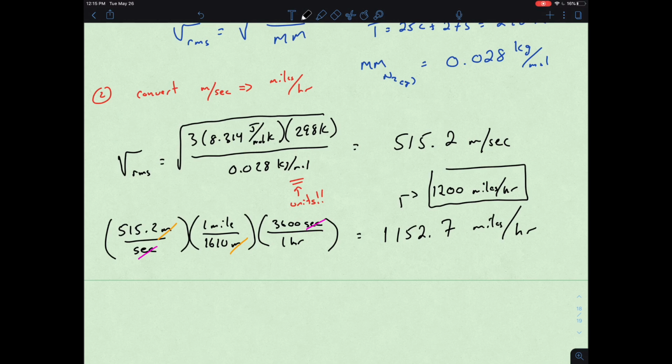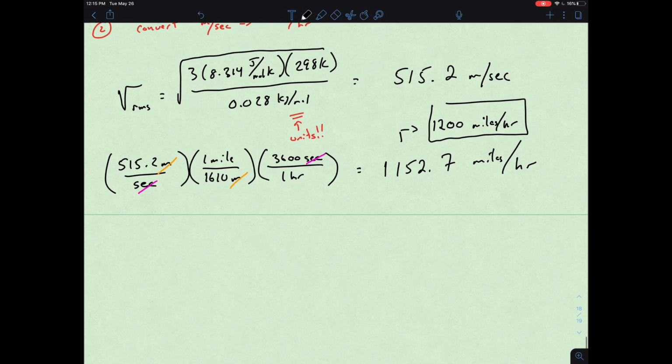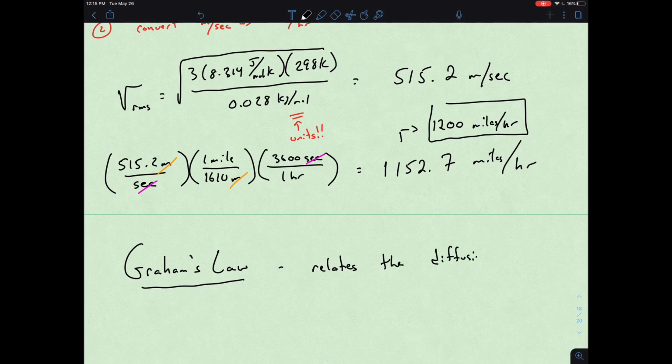So that's the first type of kinetic relationship with this kinetic molecular theory. There's also Graham's law. And Graham's law basically relates the diffusion or effusion of a gas to its molar mass.